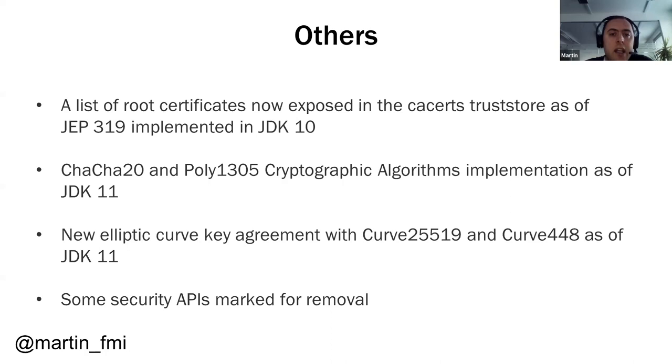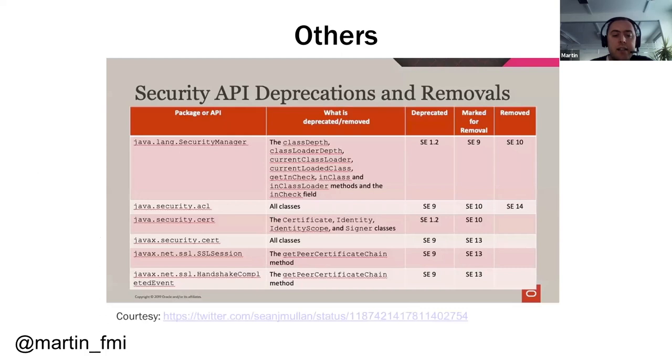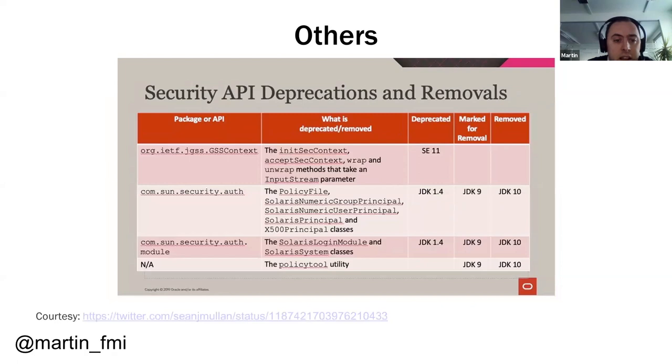And another thing is that there are some security APIs either deprecated or removed entirely. And there is a very nice tweet by Sean Lan, which lists, in fact, what is the exact version that deprecates the particular set of classic methods or packages, and in which version they are targeted for removal. So for example, there are some APIs from the Java Security Manager which are deprecated and removed as of JDK 10. There are some packages such as java.security.acl and some classes related to public certificates which are also removed. And the list continues with some additional methods from, for example, GSS context that are also removed and methods from other security APIs.